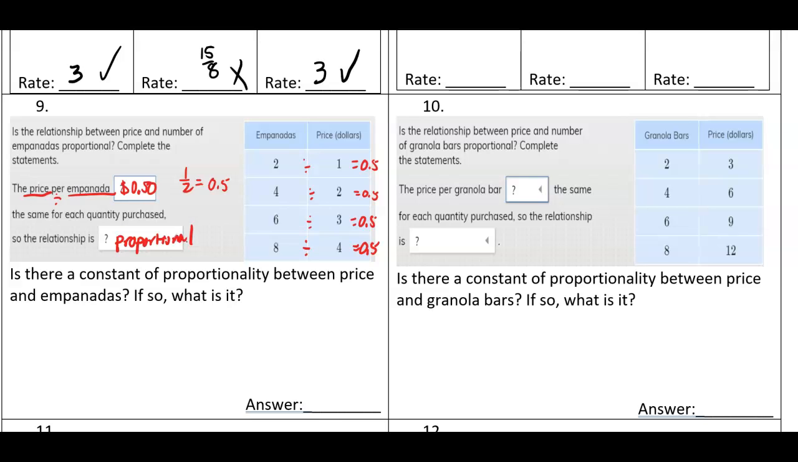Is there a constant of proportionality? Yes, the constant of proportionality is 0.50 cents per 1 empanada. Pause the video and do number 10.